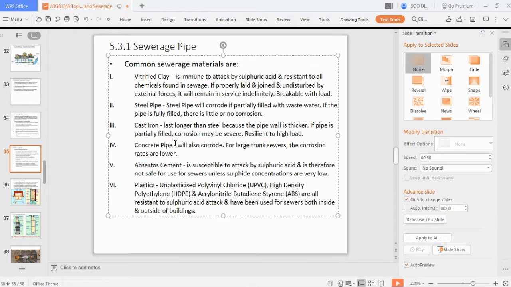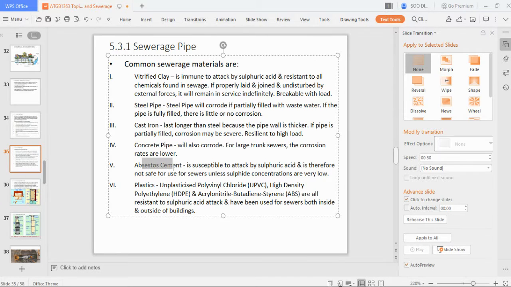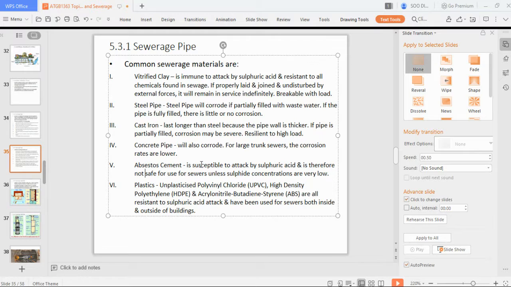But depending on where the location of your piping is, you might not want to choose asbestos cement because this is susceptible to sulfuric acid. So it's not safe to use when the ground contains sulfuric acid. Okay, so most of the choices of piping material, the selection is actually based on costing. So inside the sewage treatment plant, we will use steel and cast iron and also plastic because they are cheaper to install in a small area, which is a sewage treatment plant.